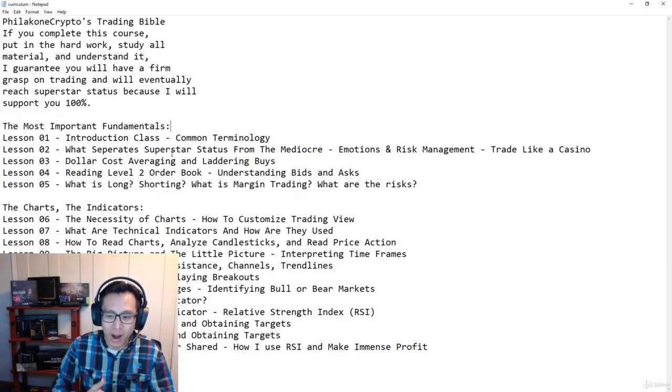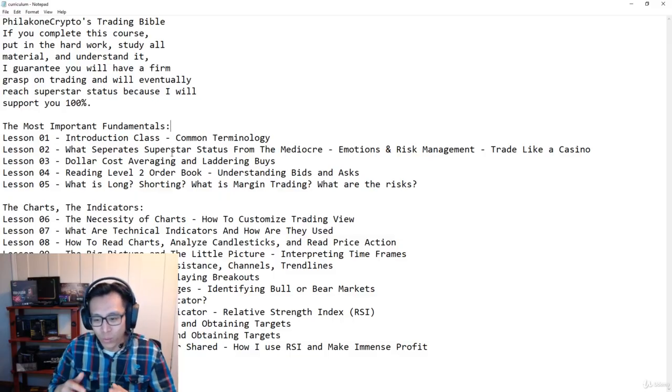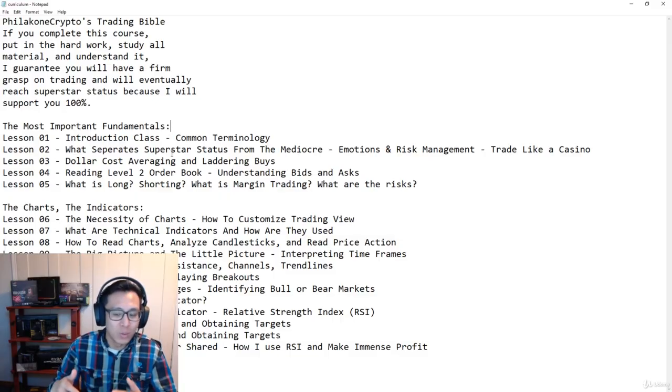And then lesson number 5, we covered what is going long, what is going short, what is margin trading, what is leveraging, and what are the risks associated with it. Now, in lesson number 6, we talked about why we need charts and why it is important. We talked about how to customize TradingView as well. And in lesson number 7, which was just the previous lesson, we talked about what technical indicators are.